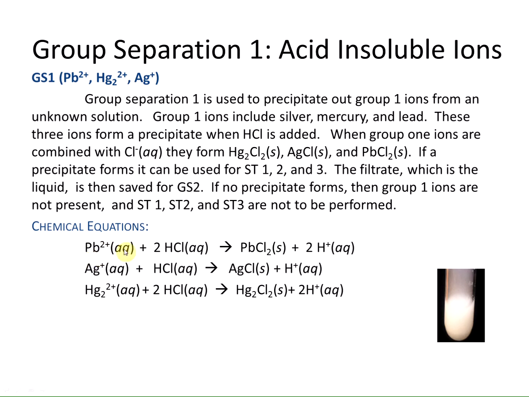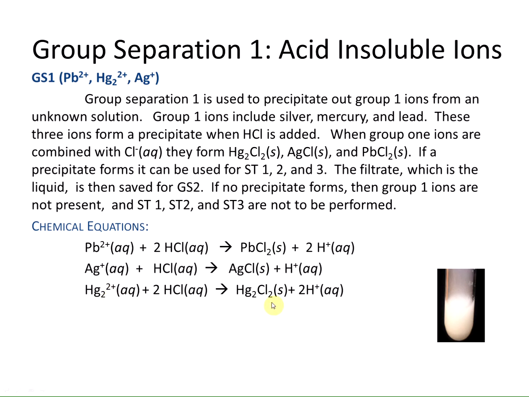So the lead 2 plus ion, which is aqueous, combines with 2 equivalents of the hydrochloric acid, aqueous, to make the lead chloride solid, so that would be the precipitate, and the 2 proton ions would be left over. And these are the equations for the silver and the equations for the mercury.